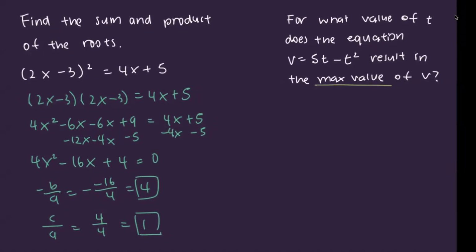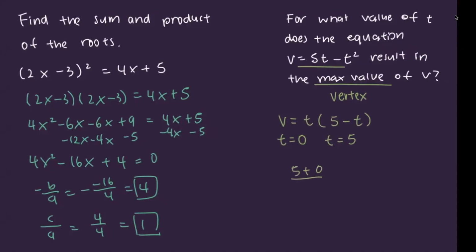Now, we do know that when we look for a maximum or minimum, we're looking for the vertex. So let's factor this equation. v equals t times 5 minus t. And if we set it equal to 0, t will equal 0 and t will equal 5. So these are our two roots, and to find the vertex, we need to find the average of the roots, which is 5 plus 0 over 2, which is 5 over 2.